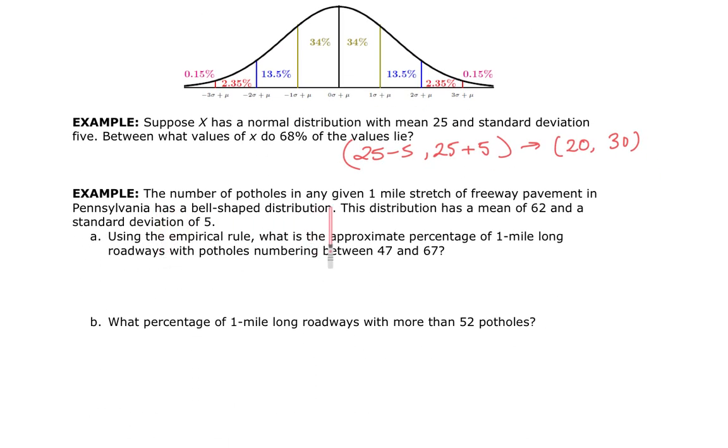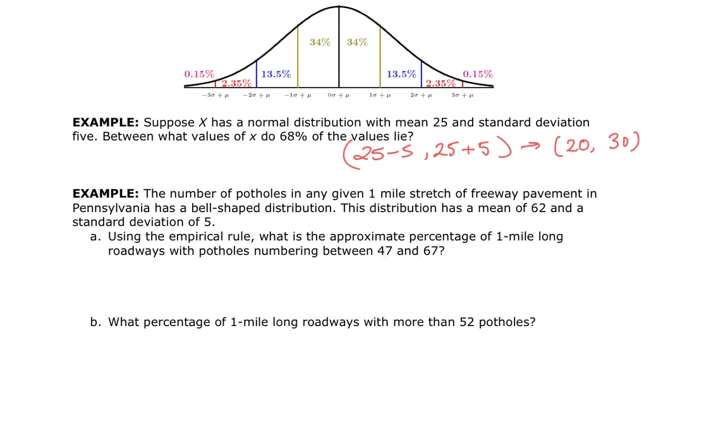The number of potholes in any given 1 mile stretch of freeway pavement in Pennsylvania has a bell-shaped distribution. So that tells us it's normal. The fact that they're telling us it's bell-shaped means it's normal. The distribution has a mean of 62 and a standard deviation of 5. Using the empirical rule, what is the appropriate percentage of 1 mile long roadways with potholes numbering between 47 and 67?